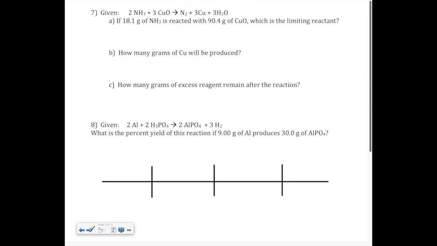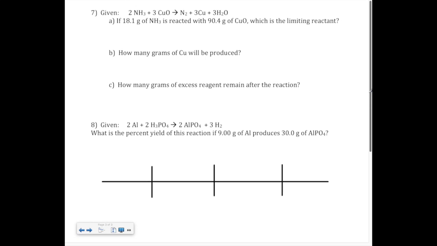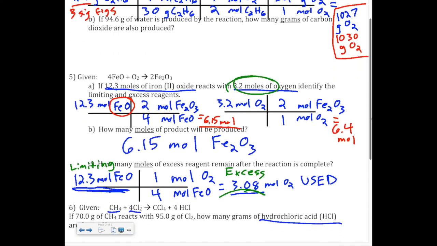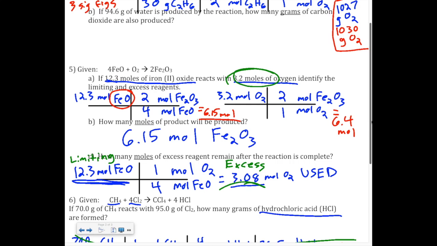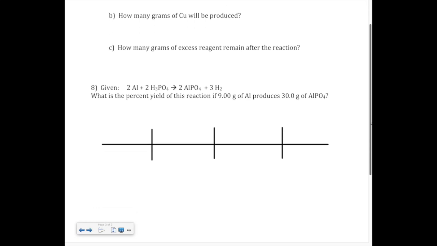One last one. Number 7. I will not do number 7 for you. You'll have to use your own brains for that one. It's going to be the exact same kind of thing, except you're going from grams. You got grams instead. In number 5, you had moles, and you were able to do two steps right there. Well, now you've got grams, so you'll have to do a 4-step process twice. So that one's up to you.